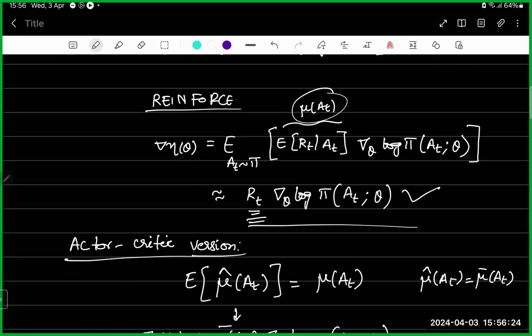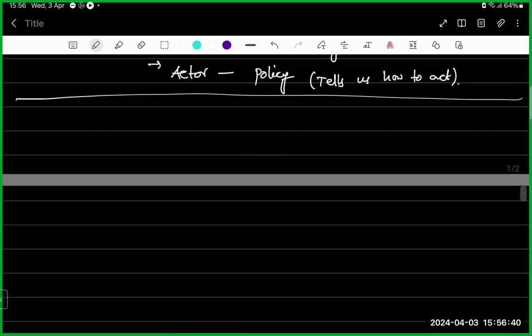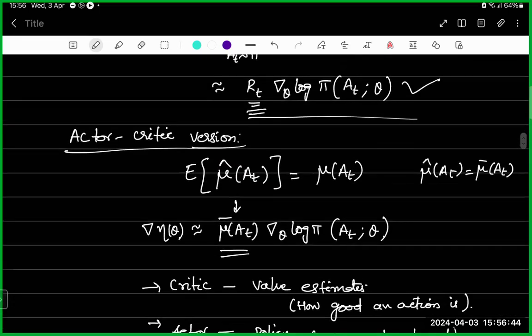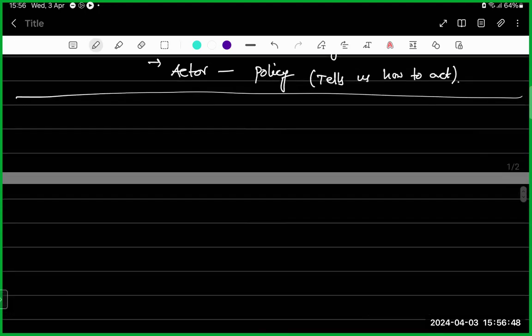But if you want to implement the actor critic version of the full RL setting, we have to explicitly maintain the estimate of the value function. What is V pi of S? We have to maintain that. We'll see that. So this is one variant. Actor critic version is one variant. There is another variation which is possible, which is called baseline.